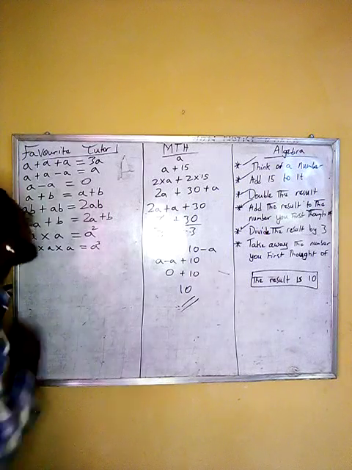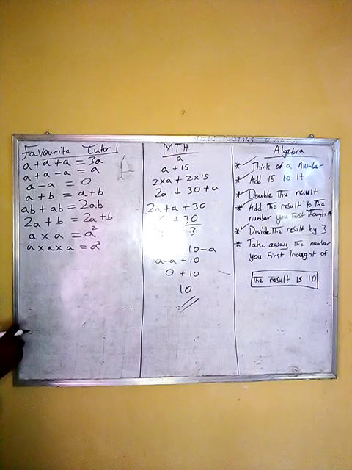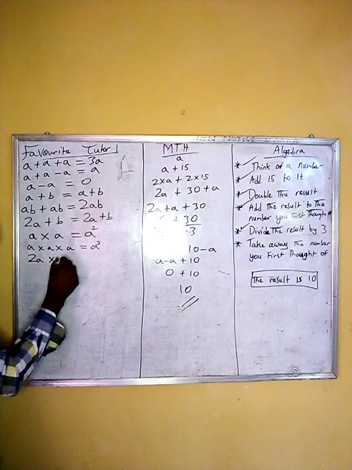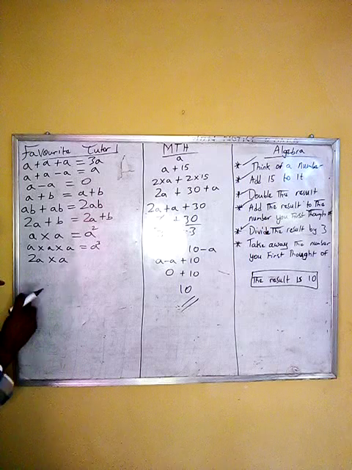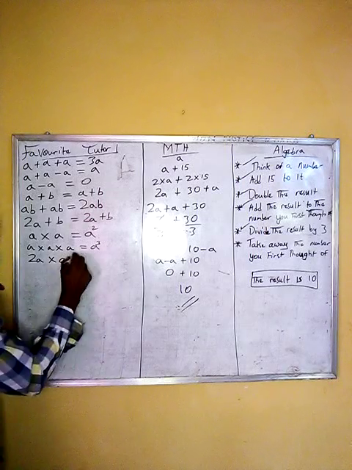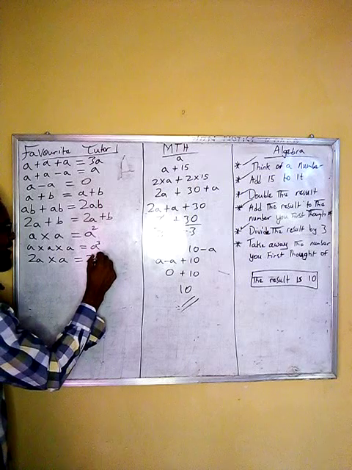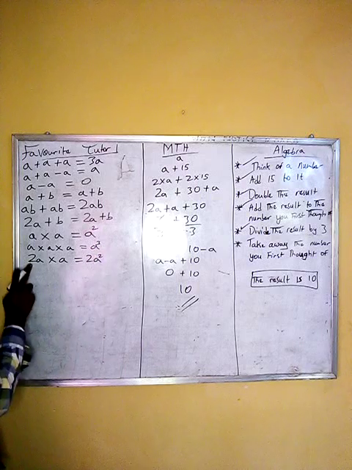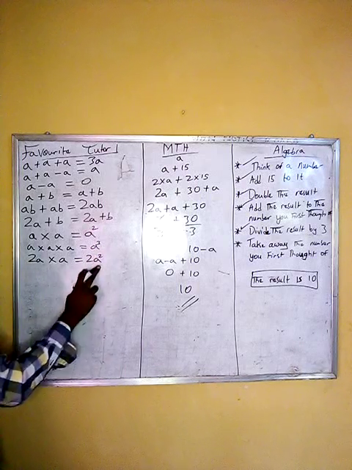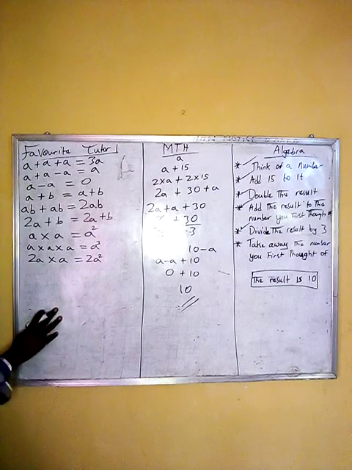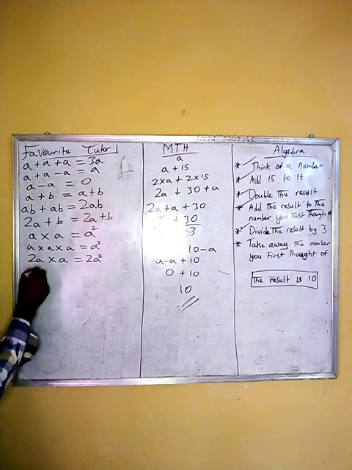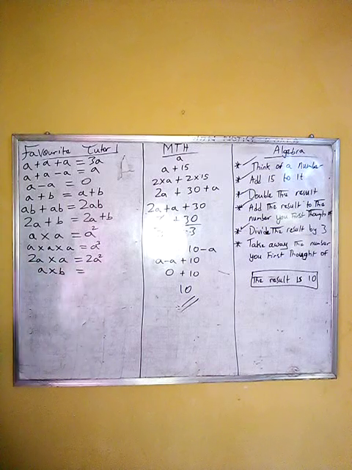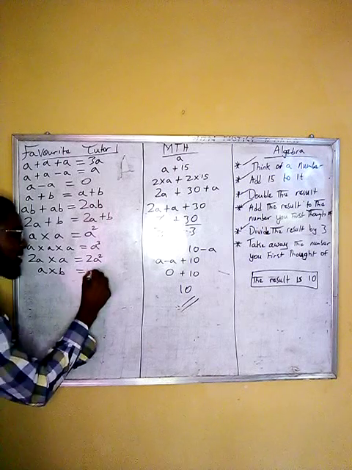Alright, let's go. No, one more. So if I say 2A times A, what do you think? This is equal to 2A raised to the power of 2. A times A is A raised to the power of 2. Then the 2 multiplies through. So it's 2A raised to the power of 2. Okay, so if I say A times B, what is this? This is AB.